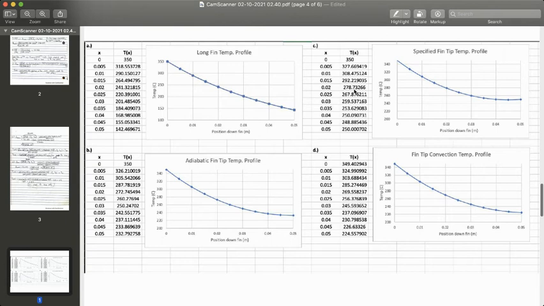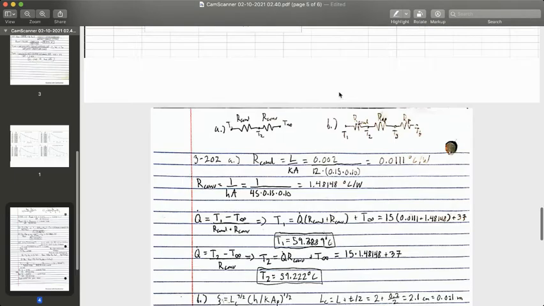So here are all the temperature profiles. You can see how those boundary conditions are going to affect these things. And so we would just be putting our temperature profile equations right in here in terms of x.